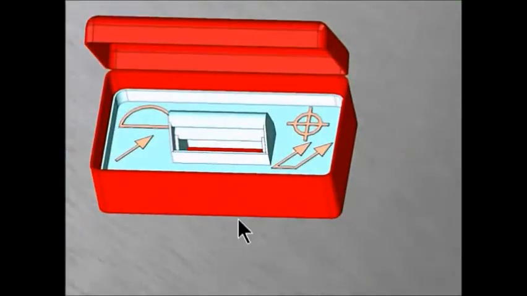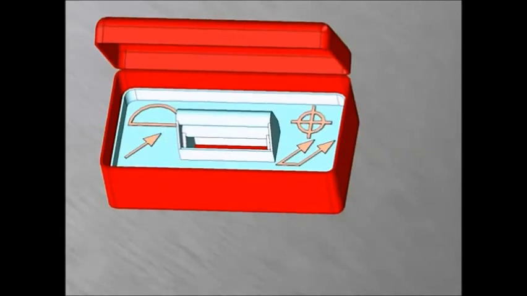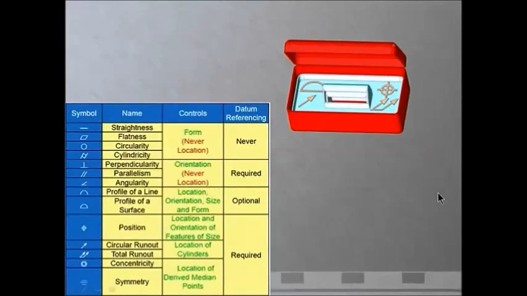So that would be position for features that have size, or runout for either circular or total for the coaxial features, and profile of a surface, which can locate any surface on any feature. So profile of a surface is like the duct tape of geometric dimensioning and tolerancing.